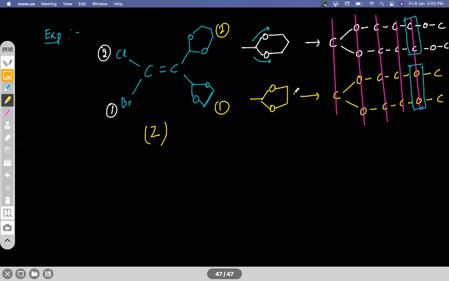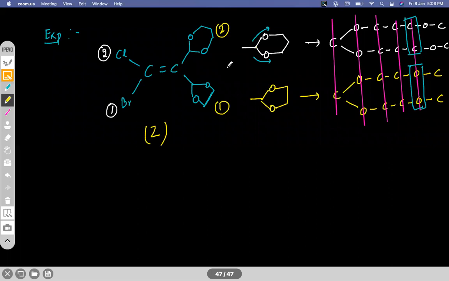Same thing you need to do for this group: carbon, oxygen, carbon, carbon, carbon, oxygen, and we have this. Then you start comparing one by one. First atom, same, we cannot do. Second atom, oxygen, we cannot do. Third atom, carbon, carbon, cannot do. Carbon, carbon, cannot do. Carbon, oxygen, hence here we can compare. Oxygen has more atomic number. This has higher priority than this, hence one and two.